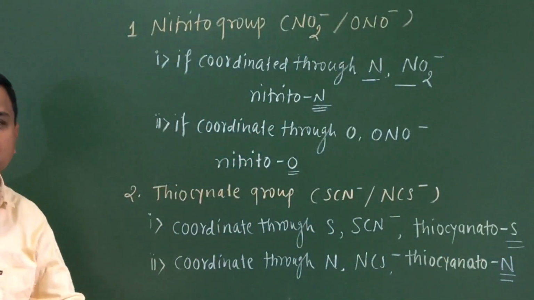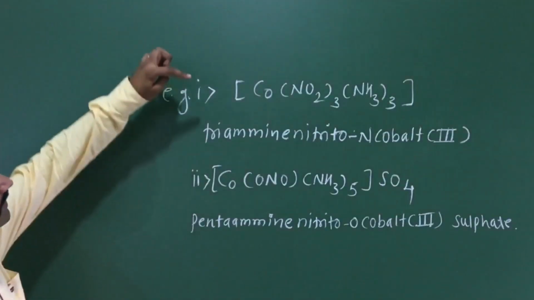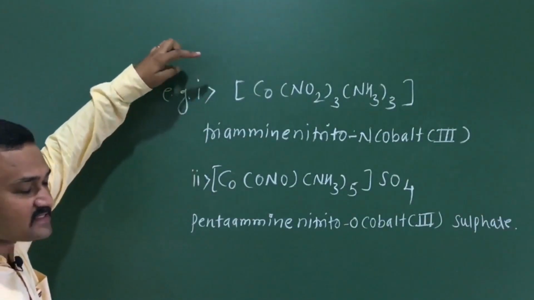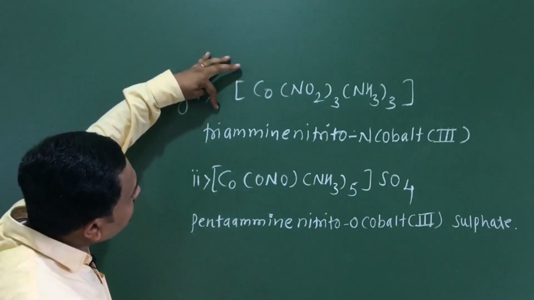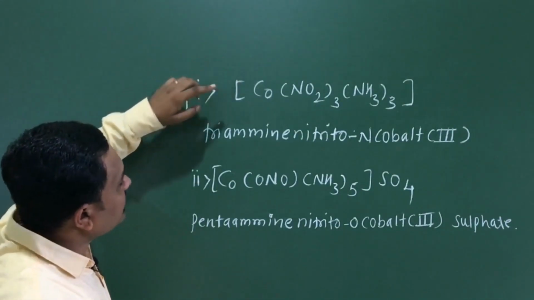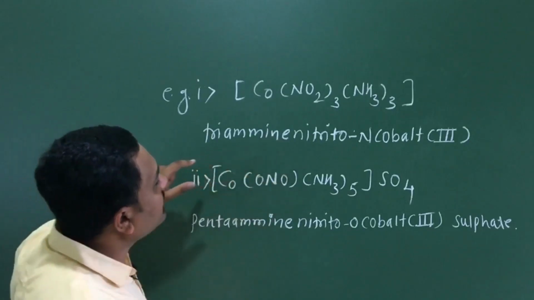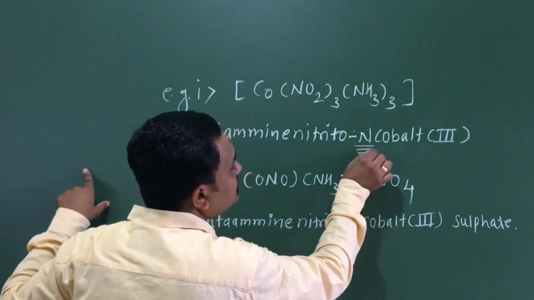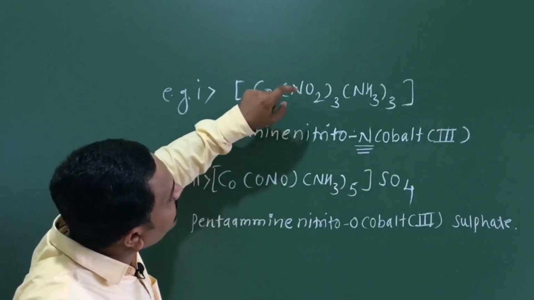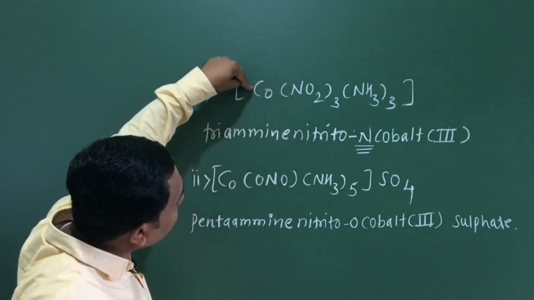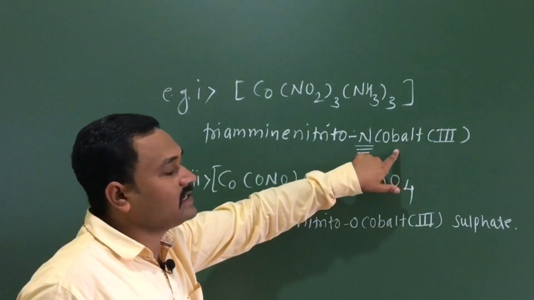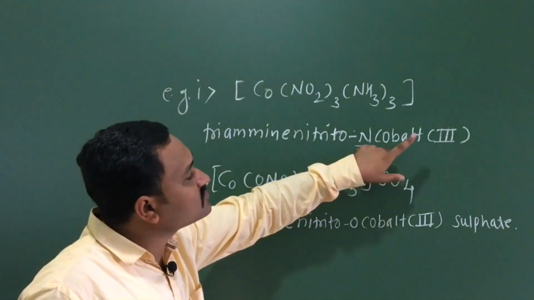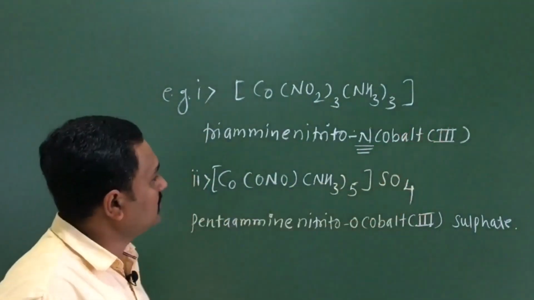Now let us consider examples regarding this one. Here I have taken two different examples regarding rule number 9. Here I have written the name of this complex as triammine nitrito-N. That means this nitrito group is coordinated to the central metal atom through the nitrogen donor atom, and lastly the central metal ion name, that is cobalt, and its oxidation state.